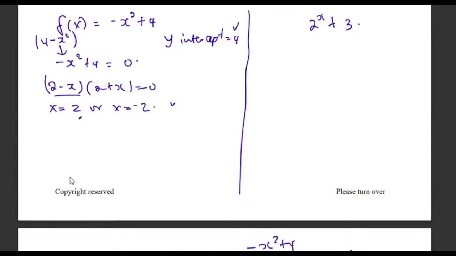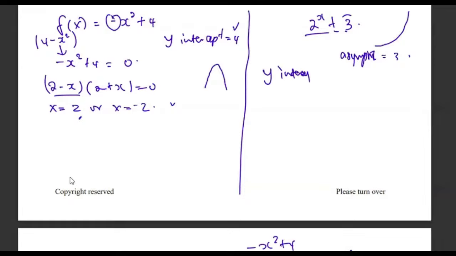Now, all I know is that the a is negative, meaning that this graph is going to be a frown. Then with this exponential, since the 2 is greater than 1, the graph is going to be increasing. But this 3 is the asymptote. Okay, asymptote is 3. And then what else do we know? We need to find the y-intercept. So for y-intercept, we said x must be 0. So 2 to the 0 plus 3, anything to the exponent of 0 will always be 1. Then 1 plus 3, we get 4. So I have what I need as well.